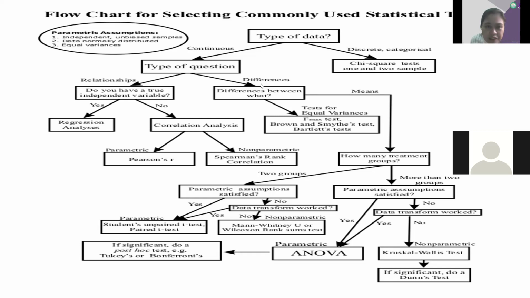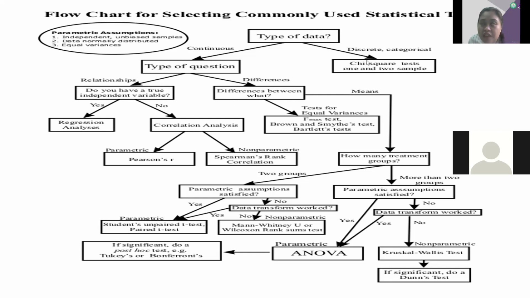Later, na-identify naman dito sa graph saan yung parametric and saan yung non-parametric. Pag parametric, do not forget that you will have independent unbiased samples. The data should be normally distributed and will have to have equal variances. So ito yon, dito tayo magsa-start. Before you can do statistics class, you have to properly identify what type of data are you going to collect. If it is continuous, dito ka sa left side of the chart.